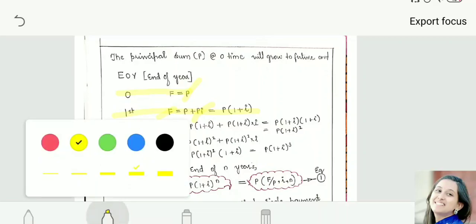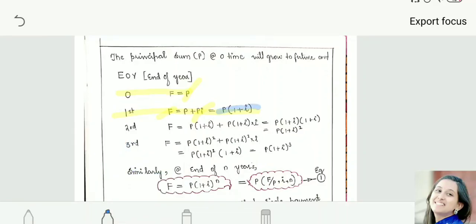Okay, so it turns out to be P(1+i). But at the end of the second year, your interest is added to your previous principal amount. That means P(1+i) plus an interest is added to that amount. So it will be P(1+i) squared. Similarly, at the end of n periods, the future amount will be equal to the present worth, P(1+i) raised to n periods.